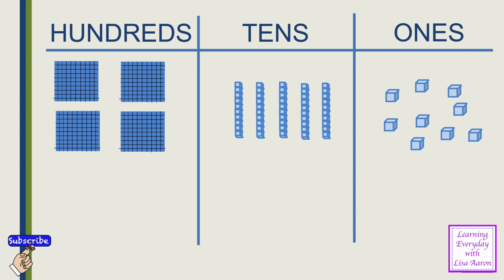How many ones do you see? Let's count. 1, 2, 3, 4, 5, 6, 7, 8, 9. This tells us there are 9 ones.